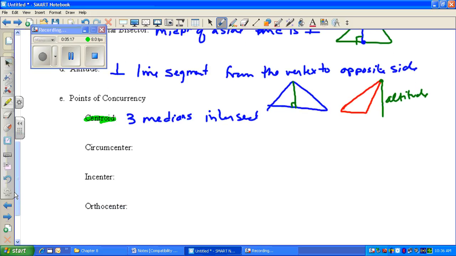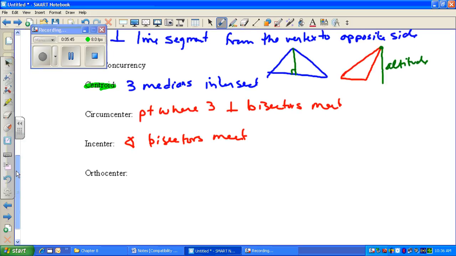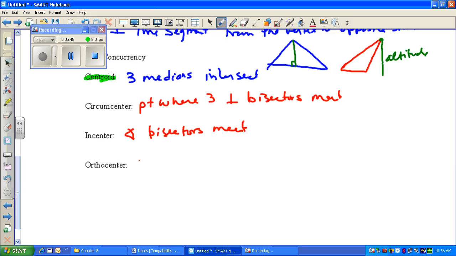The circumcenter is going to be the point where the three perpendicular bisectors meet. The incenter is where the angle bisectors meet. Again, we'll talk about what's so important about these points within these triangles. And the orthocenter is going to be where the three altitudes meet. And again, we'll talk about the importance of this concept called an orthocenter.